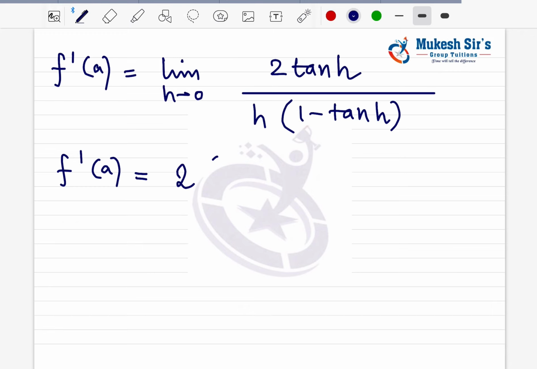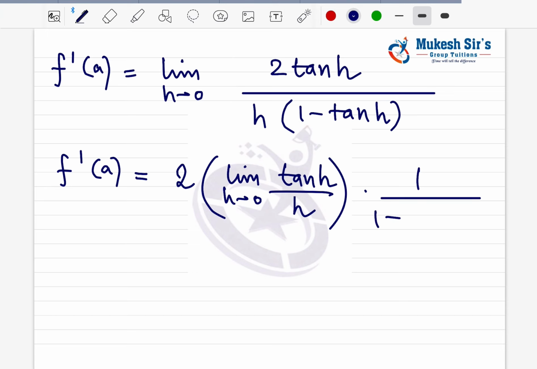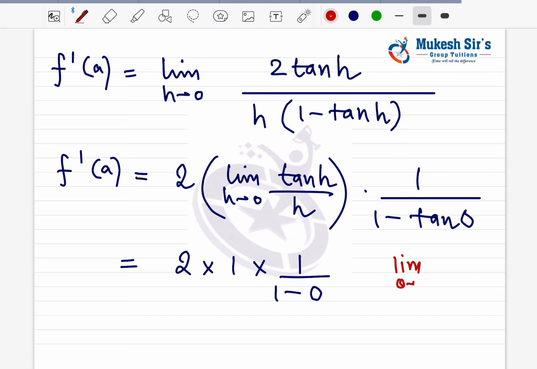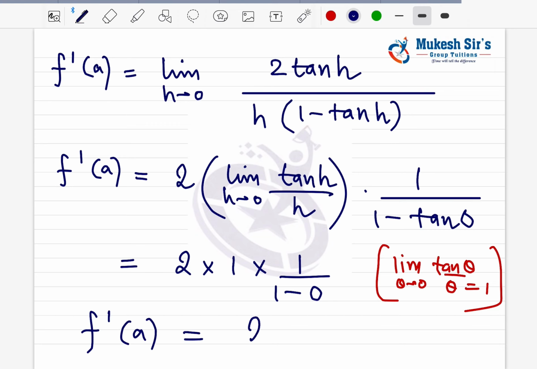So I can write this as 2 into limit of h tends to 0, tan h upon h. Tan theta upon theta is 1, right? Into 1 upon 1 minus tan h. You can put 0 here, the denominator is not becoming 0. We have applied the limits. So this becomes 2. Tan theta upon theta is 1, upon 1 minus 0. Tan 0 is 0. So I've used the formula: limit theta tends to 0, tan theta upon theta is equal to 1. Clear? So the final answer becomes what? f dash a will be equal to 2.